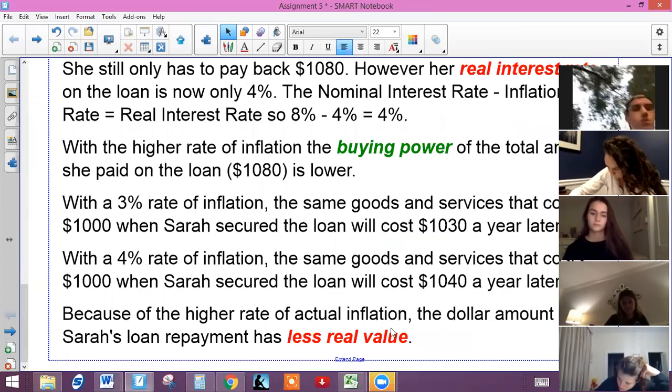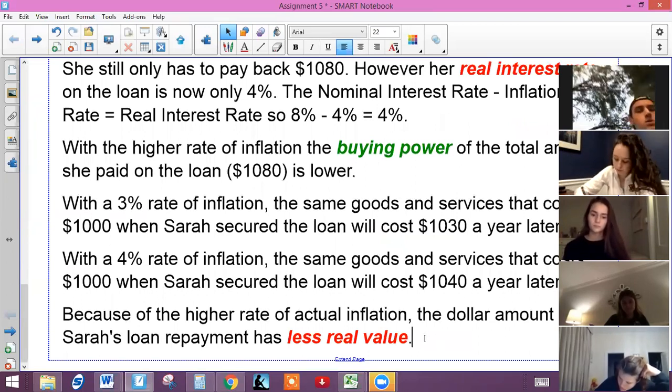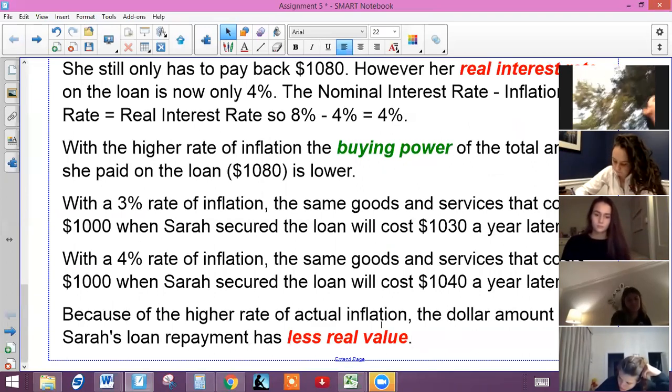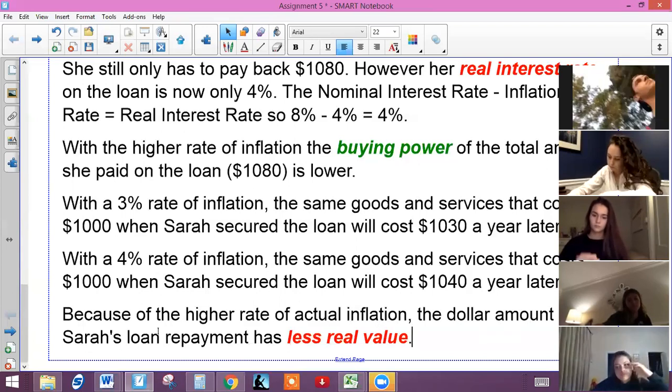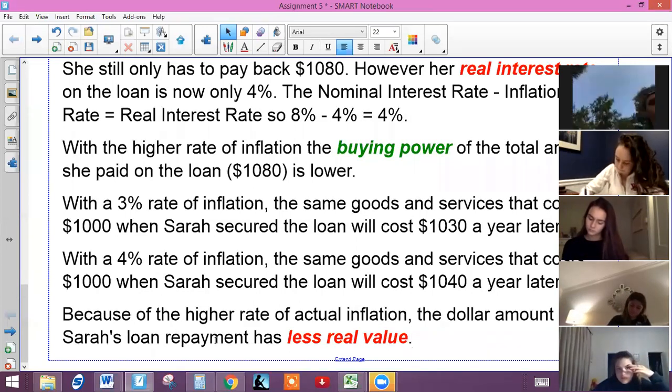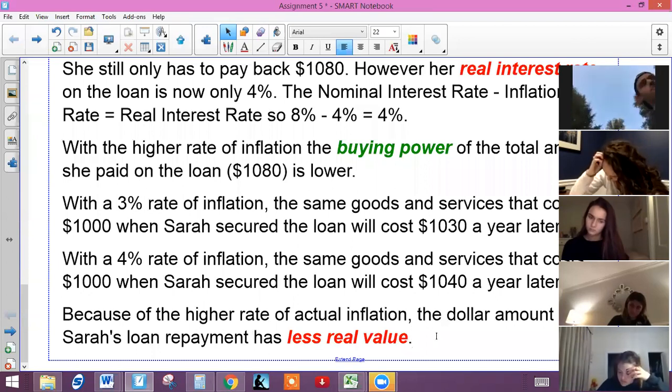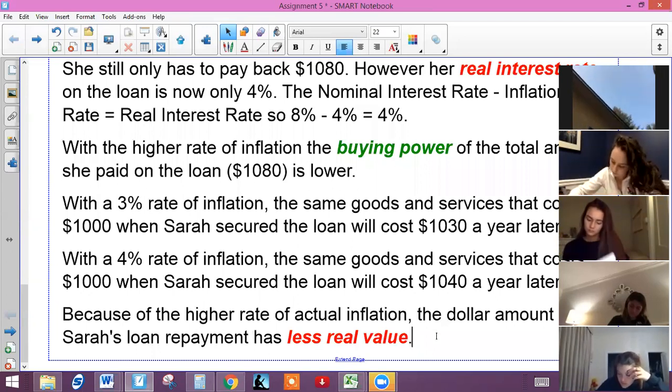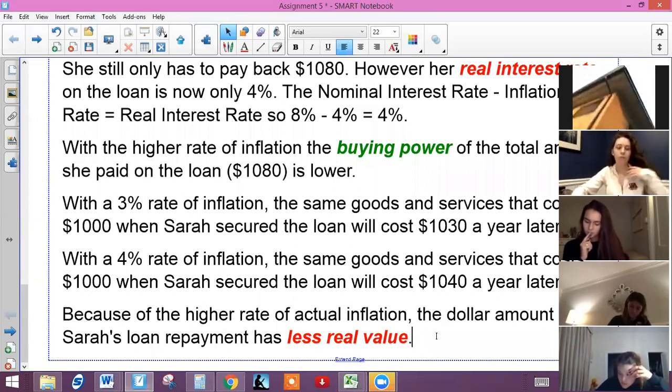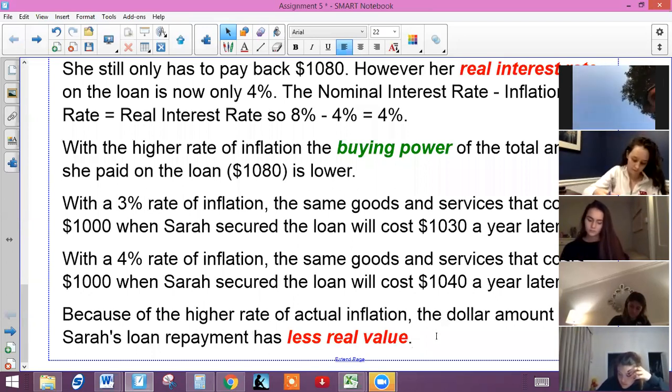And then I go on to explain that. So the bottom line here is because of the higher rate of the actual inflation, the dollar amount of Sarah's loan repayment has less real value. And that's how you would explain that and say that the borrower would benefit and the lender would actually get less real value out of the loan if the actual inflation ended up being higher than expected.